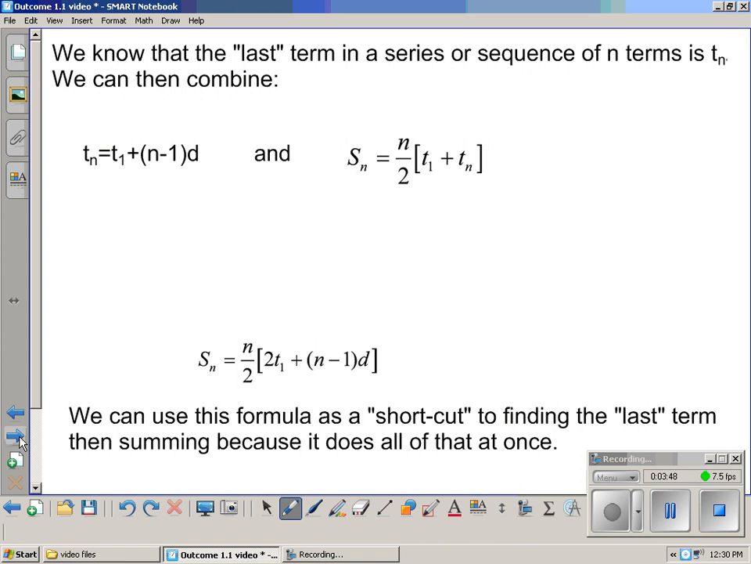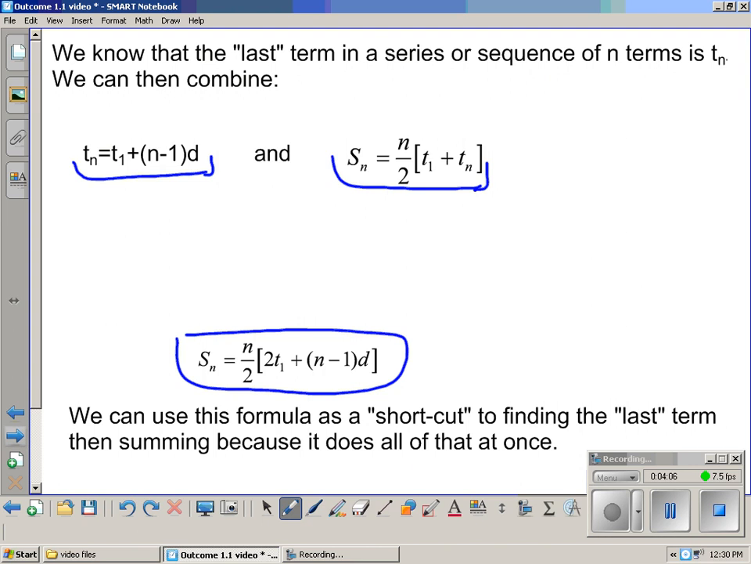We know that the last term in a series or sequence of n terms is Tn. We can then combine the two formulas that we have, and come up with the equation that Sn is equal to n over 2 times (2 times T1 plus (n minus 1) times d). That formula is arrived at by substituting this expression in for Tn. We can use this formula as a shortcut to finding the last term and then summing, because it does all of that in one step.